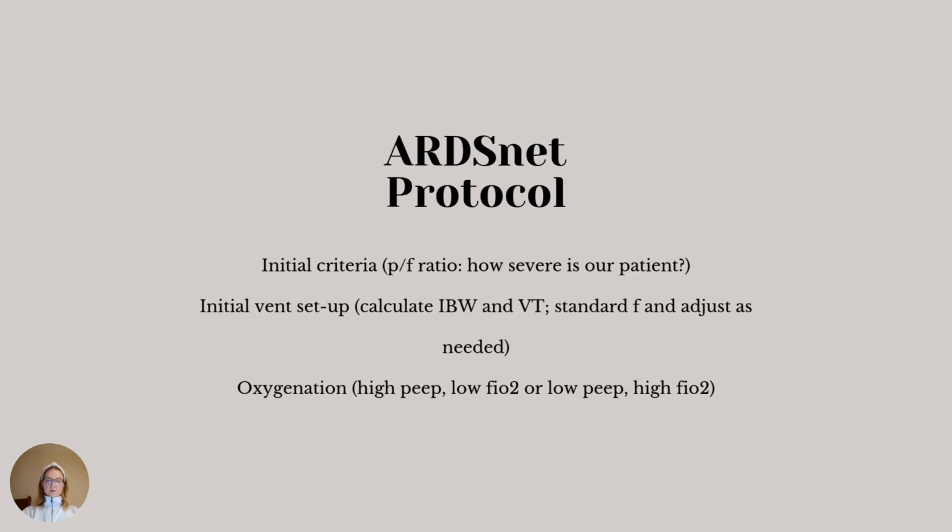So like anytime we set up a vent, we're going to want to calculate our patient's ideal body weight. Then we're going to use that to get our tidal volume. We're going to take that and multiply it by 8, and we're going to titrate it down if we need to, or titrate it up depending on each patient's situation and how their ABGs look and how they're responding.